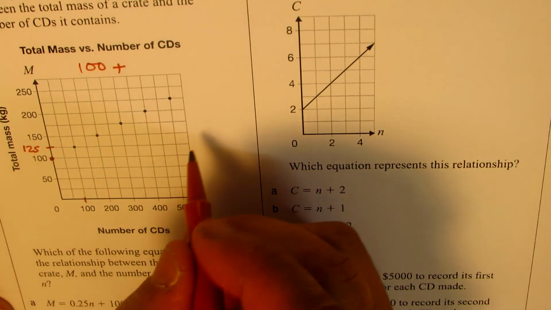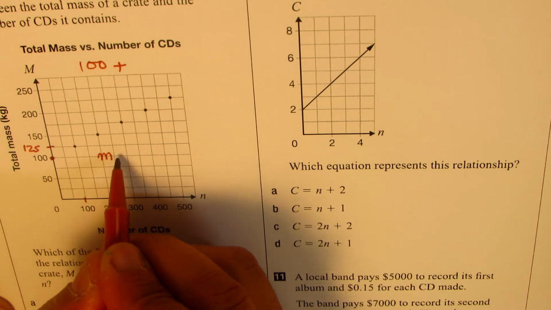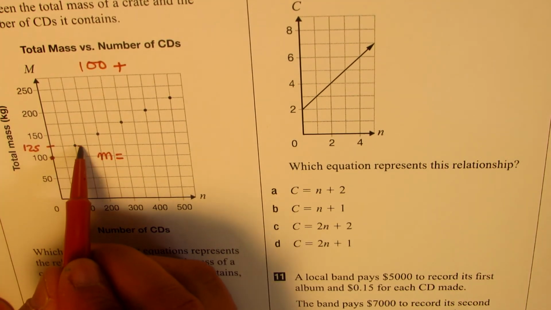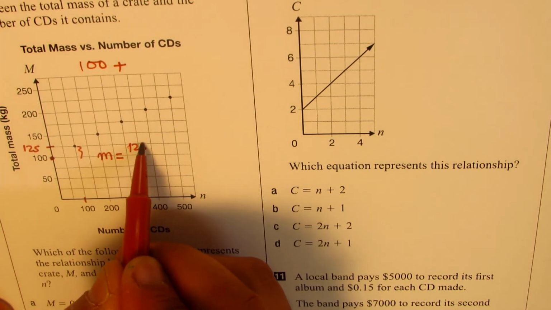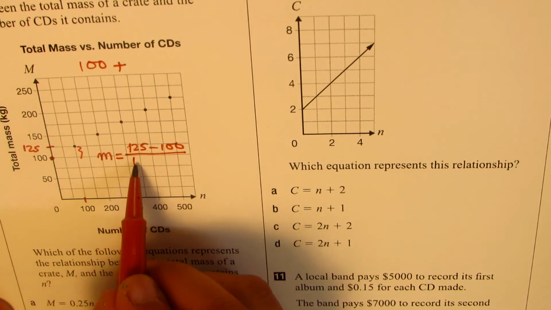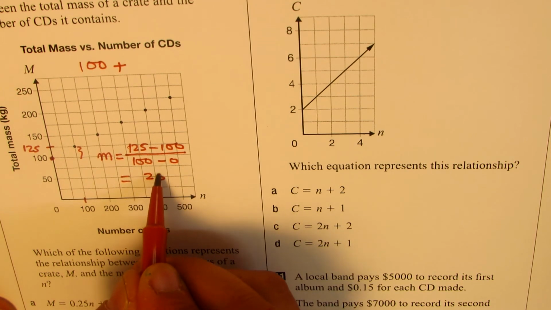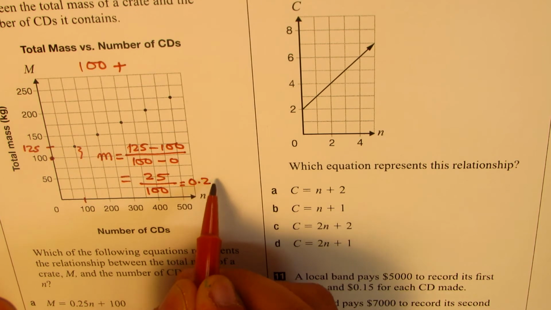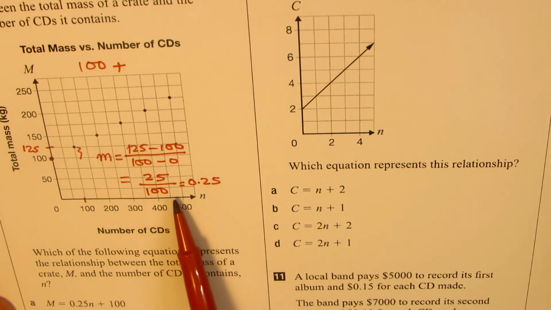So we can find the rate, or M in this case. Let me write down here. In this case, M will be equal to the change in Y value, which is 125 minus 100, over the change in the X value, 100 minus 0. So that gives you 25 over 100, which is 0.25. Is that clear? Correct? So that is one way of doing it.